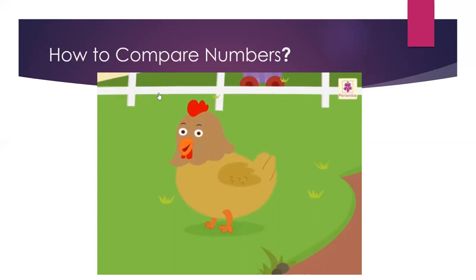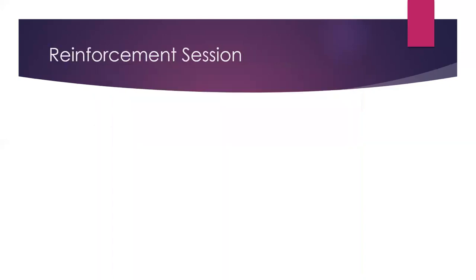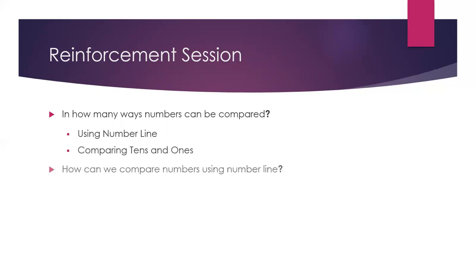Students, you have watched this video, and now here is a short question answer session regarding this video. So can you tell me in how many ways numbers can be compared? Yes, numbers can be compared firstly using the number line, or by comparing tens and ones. Now the second question is, how can we compare numbers using a number line? By marking numbers on the number line and then comparing their position.